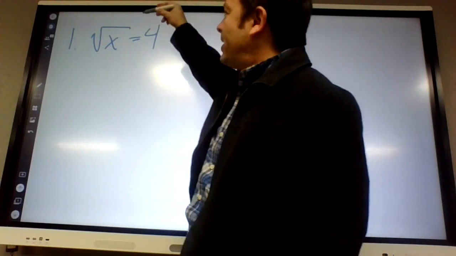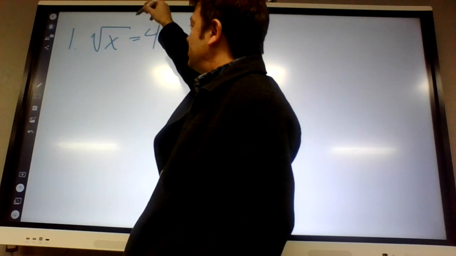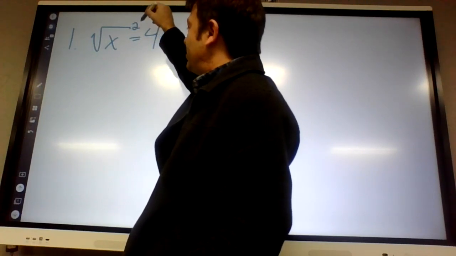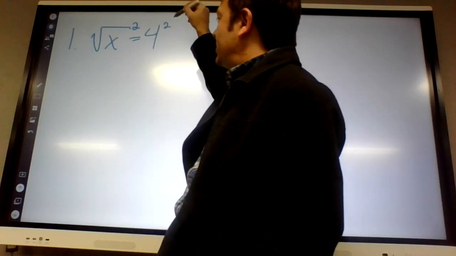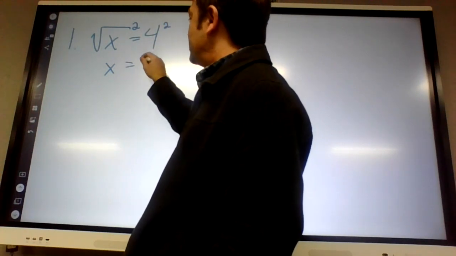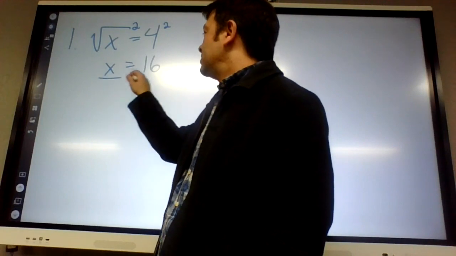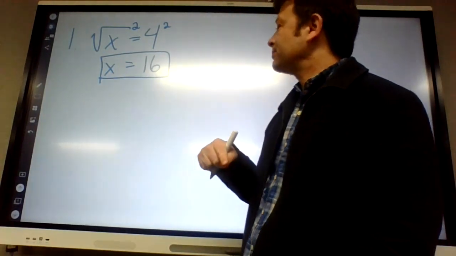So, how do we get rid of a square root? What's the opposite of a square root? Exponent. A to the second power. Second power is the opposite. So if you square one side though, you have to square the other. So we get x equals 4 squared, which is 16. Which you guys already kind of knew, but you see how it works? So to get rid of a square root, you square it.